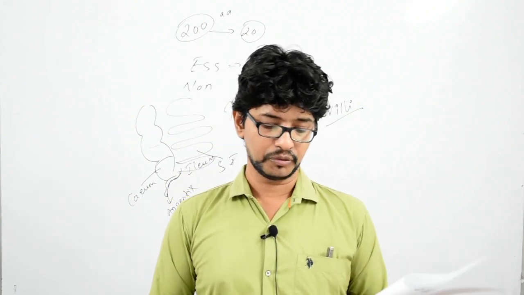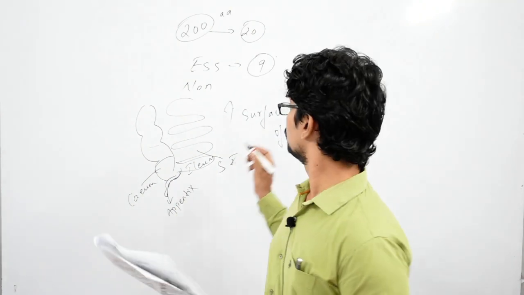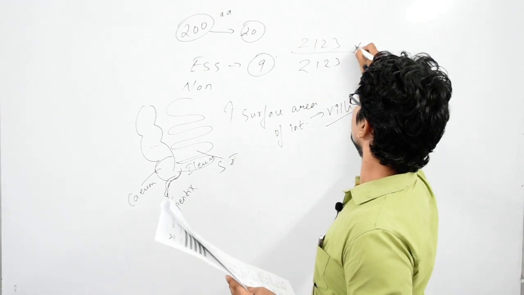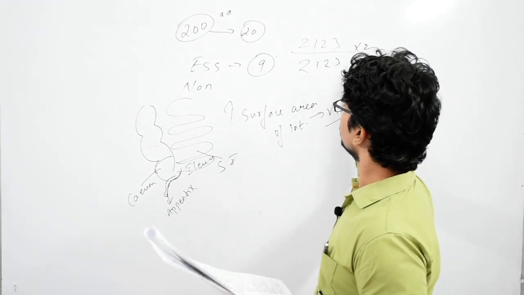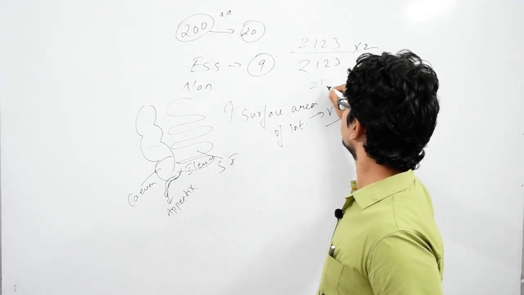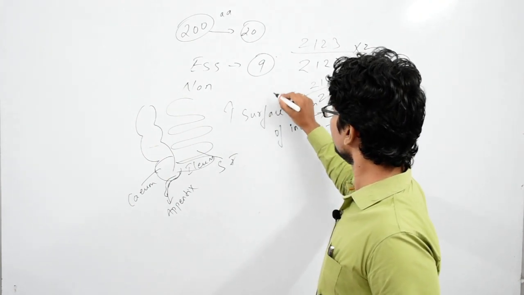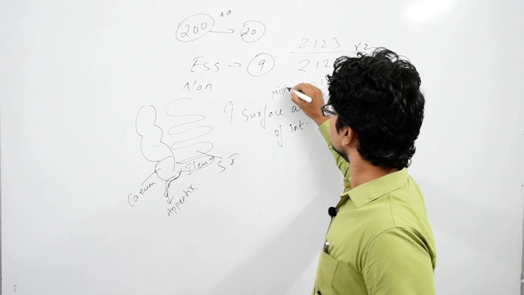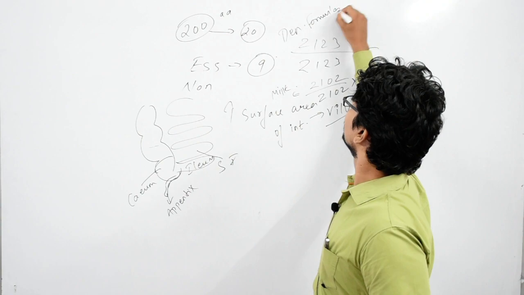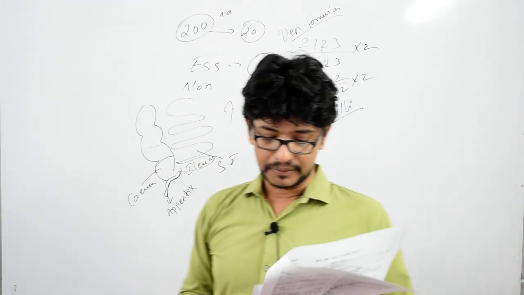Human dental formula, question number 126. The first option is the correct answer, because it is 2 1 2 3 by 2 1 2 3, into 2. This is the permanent teeth. If you look at the temporary teeth, it is 2 1 0 2 divided by 2 1 0 2 on both sides, that is also into 2. This is the milk teeth, and this is the permanent teeth. In general, the dental formula for an adult is 2 1 2 3 into 2, so you go with the first option.